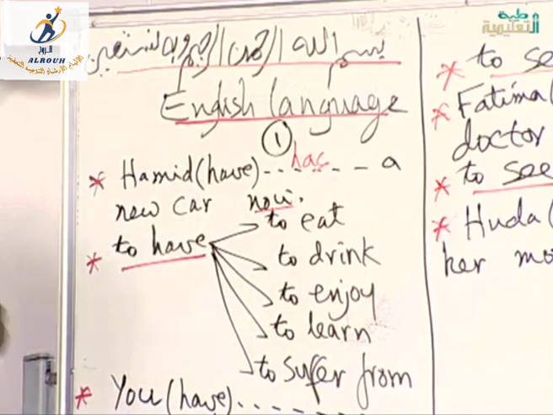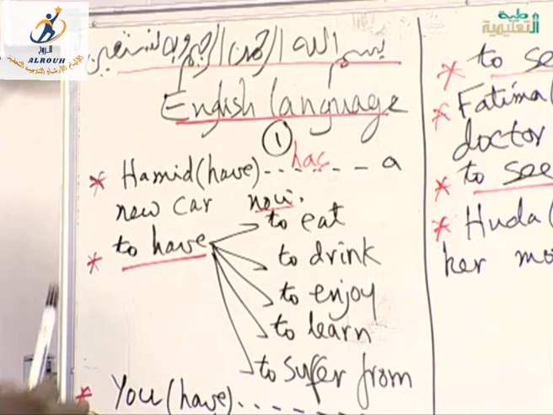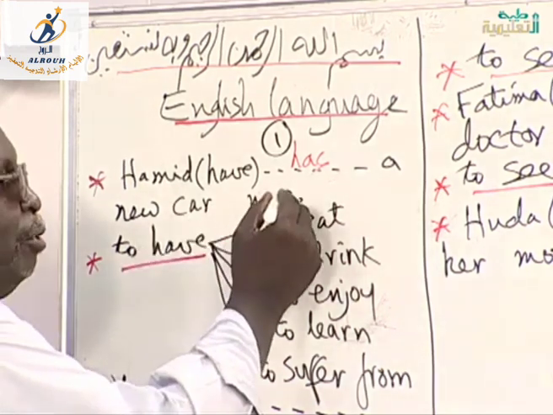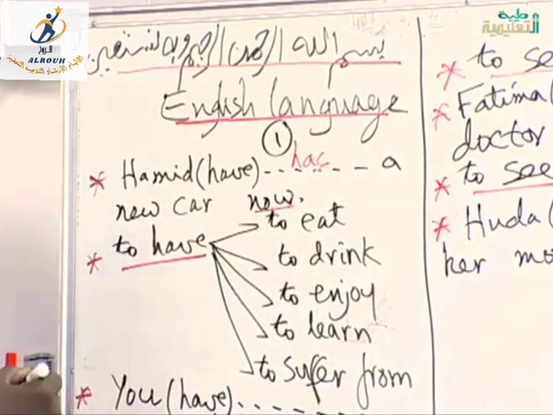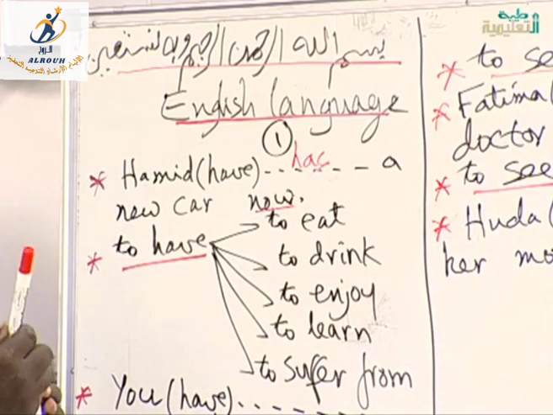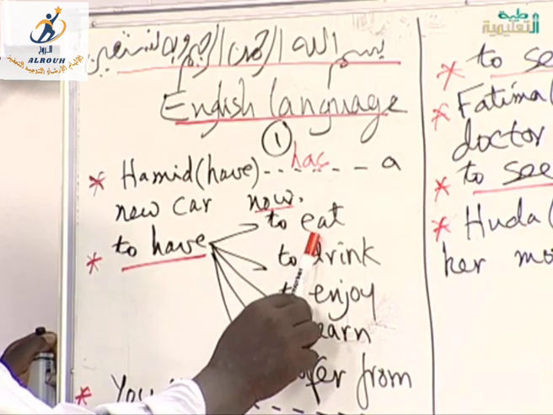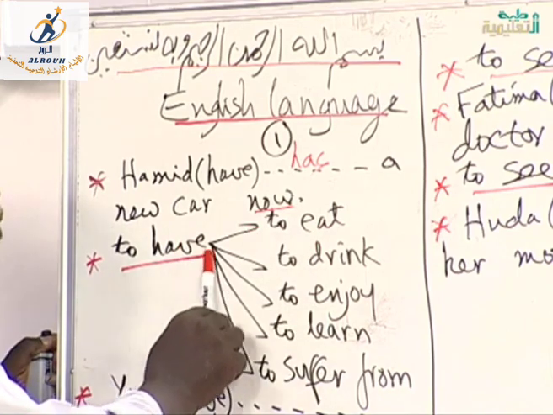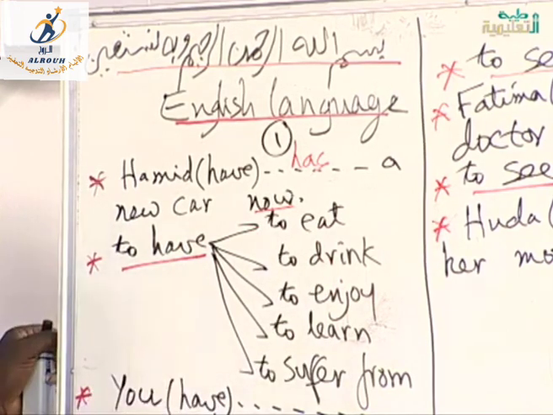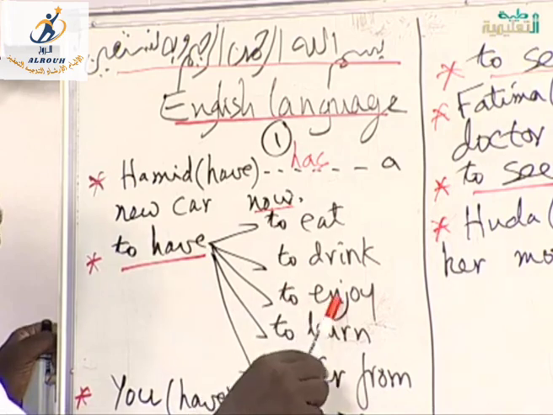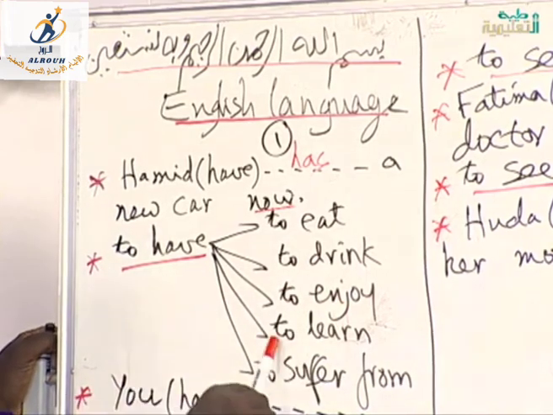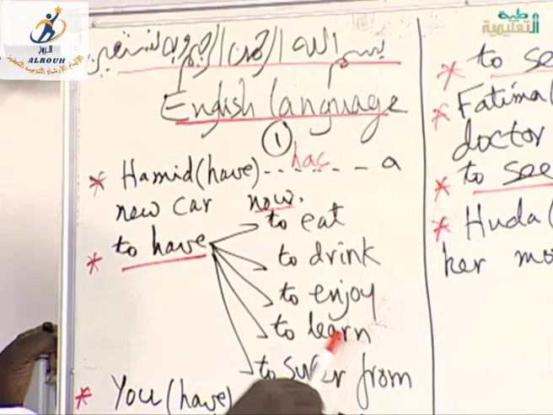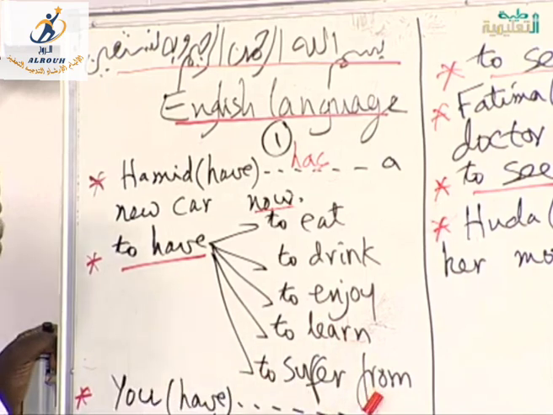Of course, the verb have has other meanings. Yes, here I'm going to tell you, yes, the meaning of the verb have, yes, the other meanings for the verb have. To have, yes, means to eat. Yes, I'm sure you can see this. Again, to have means to drink. To have means to enjoy. To have, to learn. And then to have means to suffer from. Suffer from in Arabic you say يعاني من.